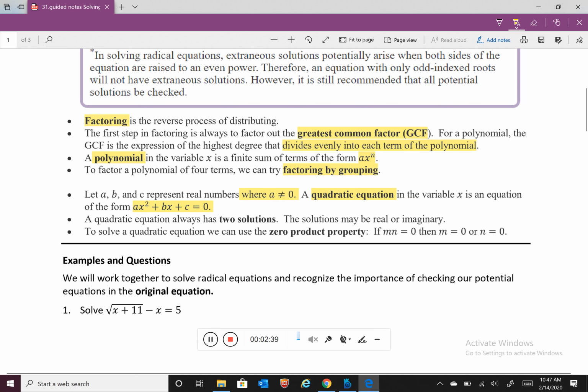A quadratic equation always has 2 solutions, and that follows from the fact that the power of this equation, or degree, is 2, therefore it will have 2 solutions. And the solutions may be real or they could be imaginary. To solve a quadratic equation, we can use the zero product property, which states that if we have 2 things that multiply to be 0, then one of them has to be equal to 0. So we'll see that in action today.